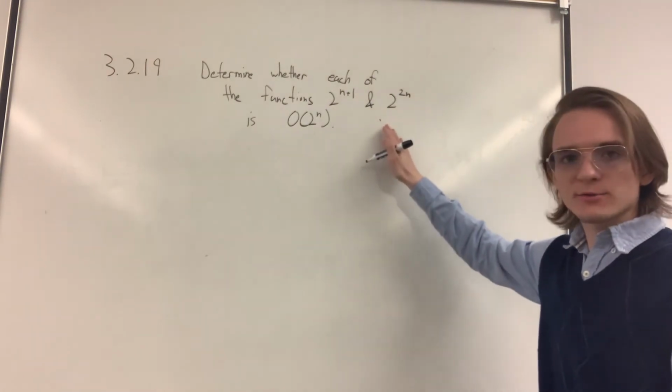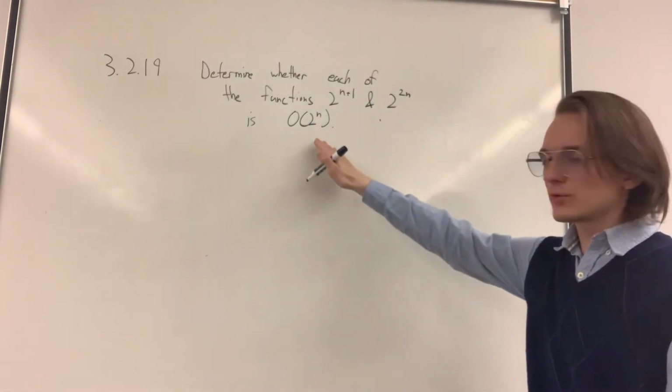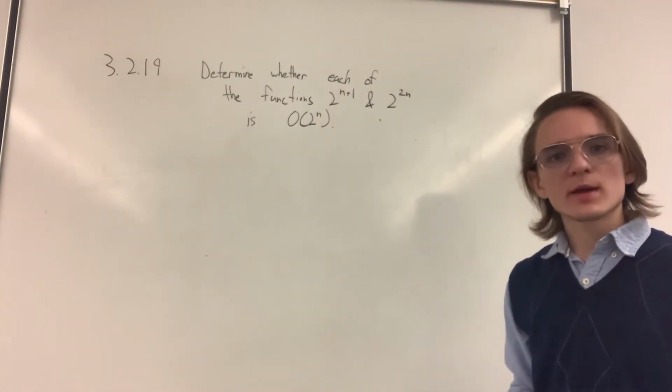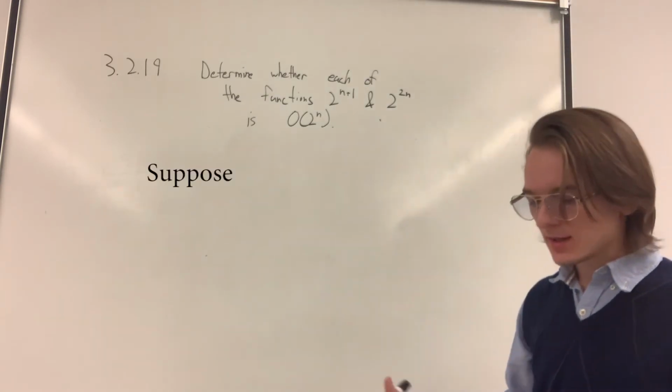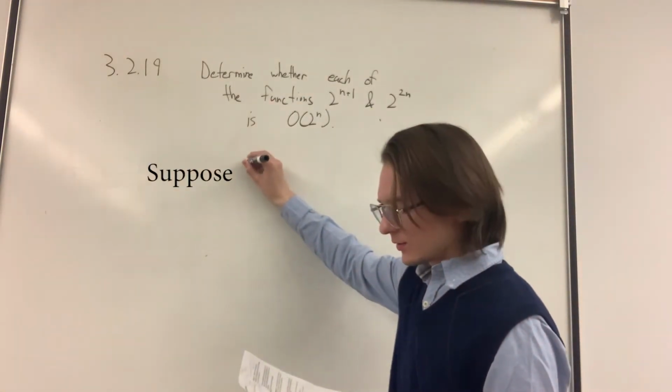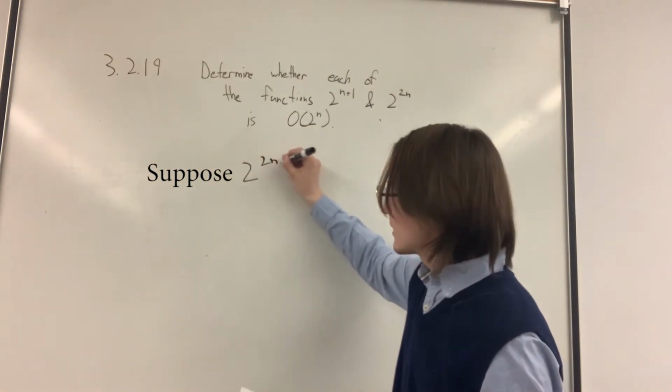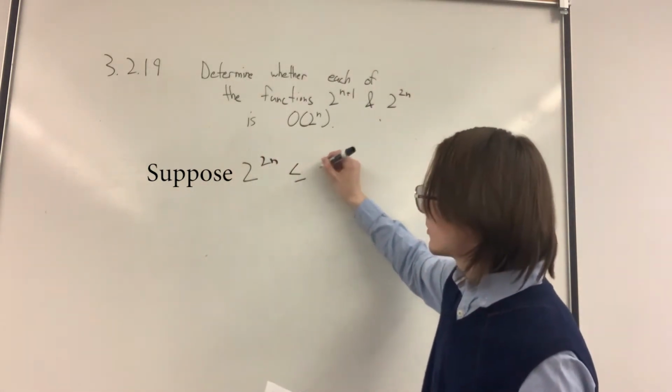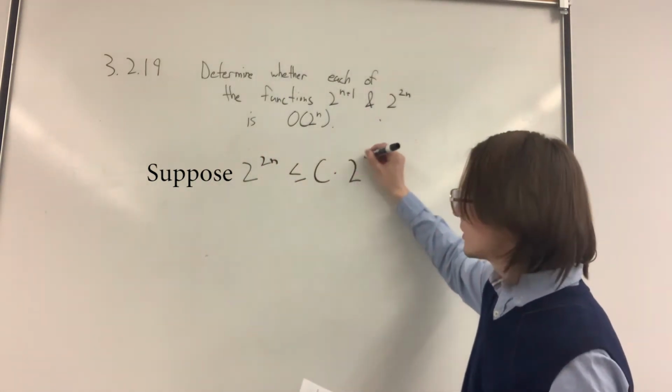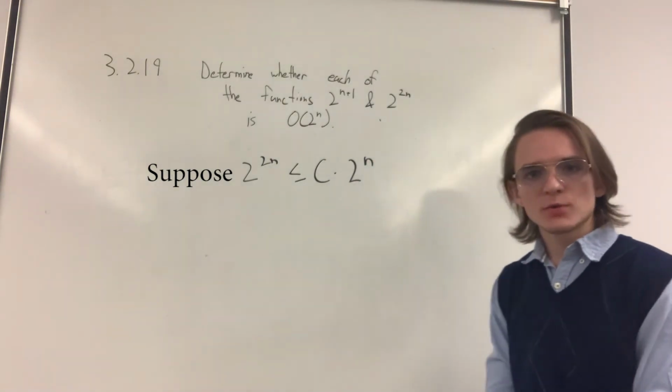Is 2 to the power of 2n big O 2 to the power of n? Okay, let's set up a proof by contradiction. So 2 to the power of 2n is less than or equal to c times 2 to the power of n. So where do we go from here?